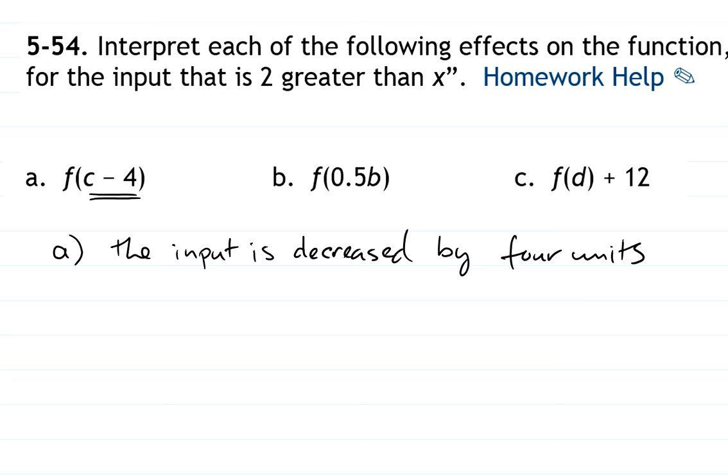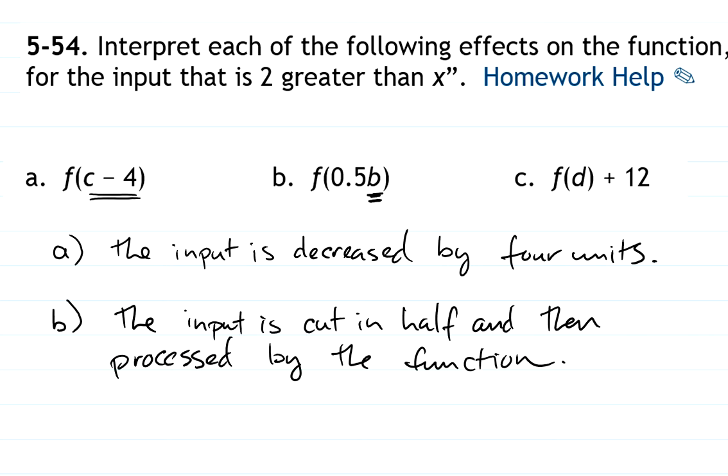For B, you can see I'm taking my input, which is the variable b actually for this problem, and instead of putting all of b in, I'm taking 1/2 of it. I'm multiplying it by 0.5. So I'm taking half of the input, and then that's the value that gets processed by the function. So I've written the input is cut in half, and then that's processed by the function.